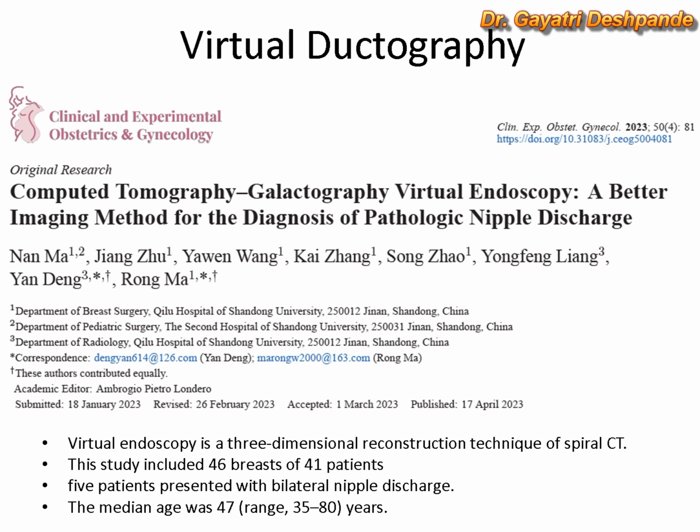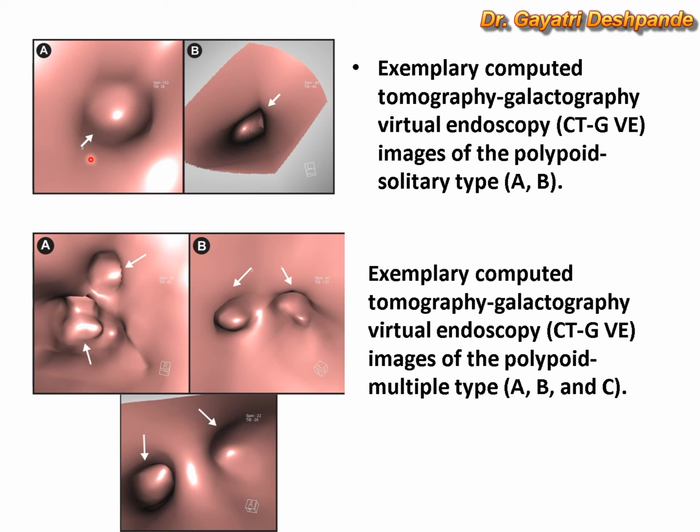A new investigation which is under study is virtual ductography. A recent paper from China. The virtual ductoscopy is actually a three-dimensional reconstruction of a spiral CT scan. The study presented here is a study of 46 breasts where 5 patients presented with bilateral nipple discharge and the remaining with unilateral nipple discharge. And the median age of the study group was 47 years. This study could identify a polypoidal solitary lesion or even polypoidal multiple lesions like shown here.